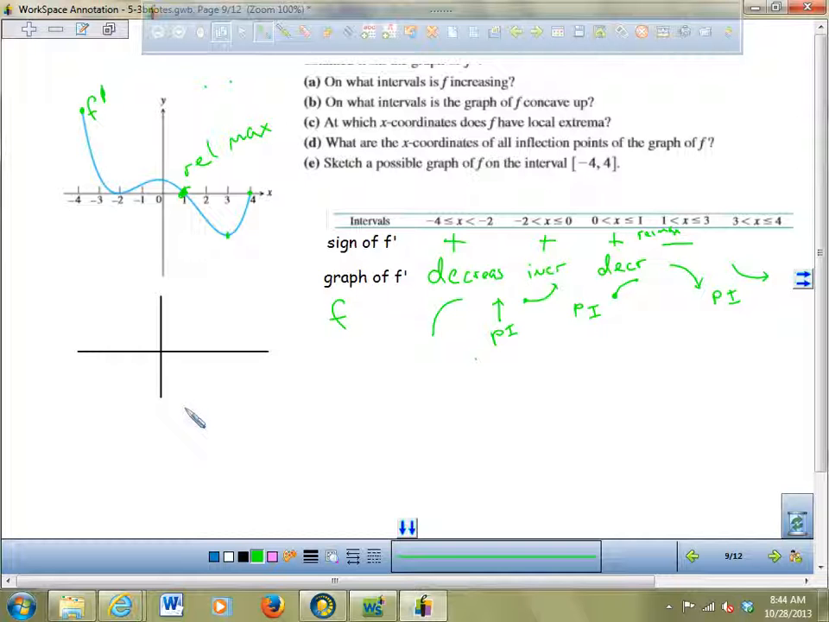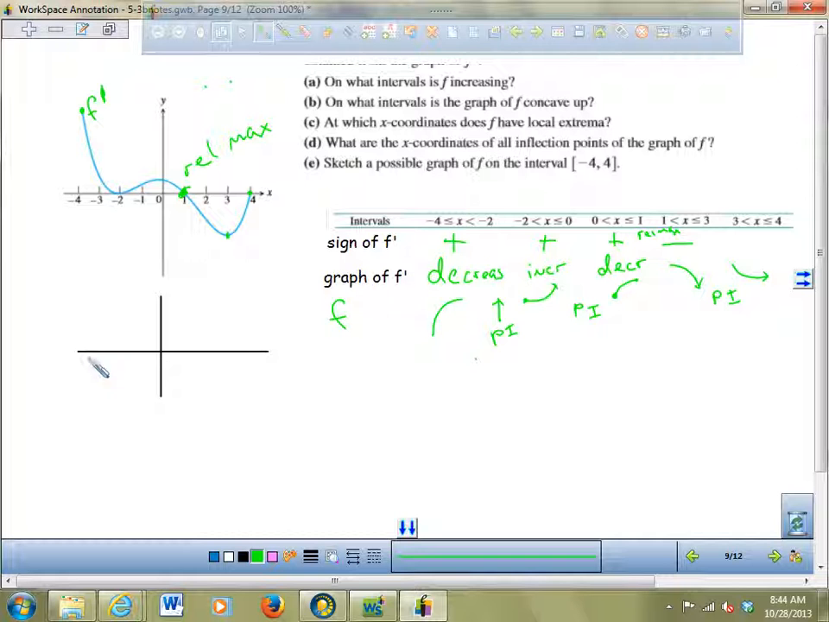If the graph were to continue up, out past 4 on the right, would that then be another relative max? Relative minimum, because it's changing from negative to positive. Okay. Okay? We got that, and now let's sketch a possible graph.